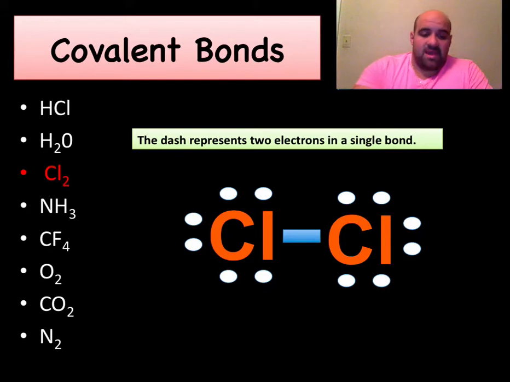And we would draw this bond like this. Remember, this bond represents 2 electrons. That's what this bond represents. So chlorine is stable. And what else can you tell me about other diatomic molecules?